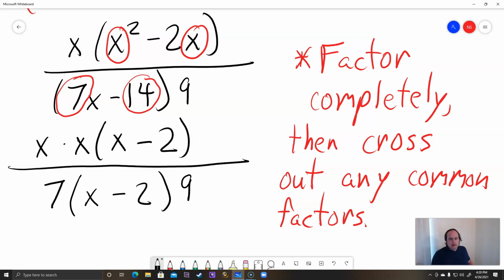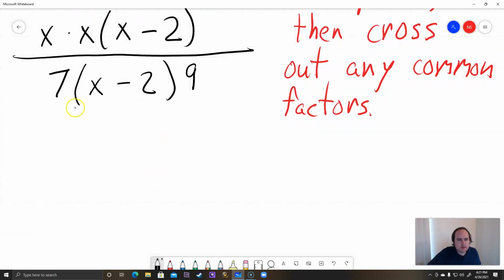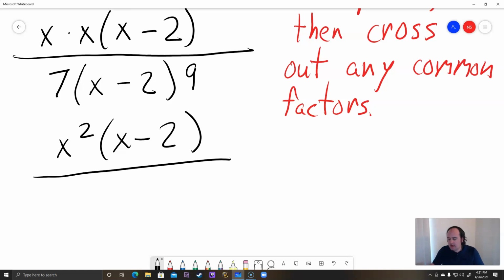And when I say factor completely, I mean you also want to combine stuff. So we want to combine stuff a little bit more here. In the numerator, we have x times x is x squared. So we have x squared times x minus 2 in the numerator. And then in the denominator, 7 times 9 is 63. So in the denominator, we have 63 times x minus 2.